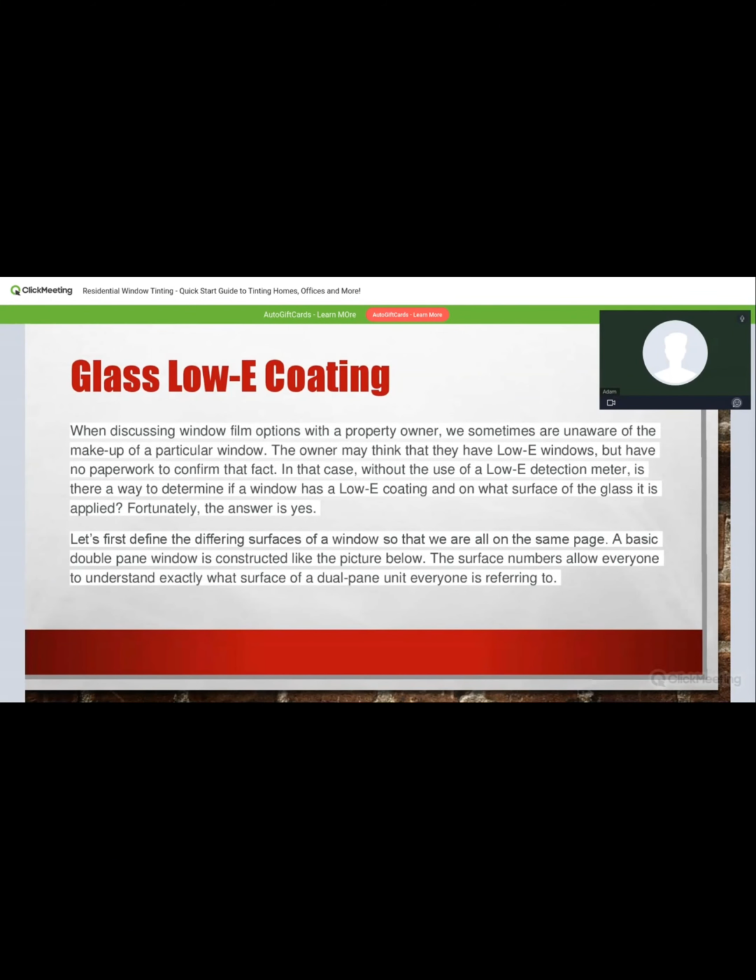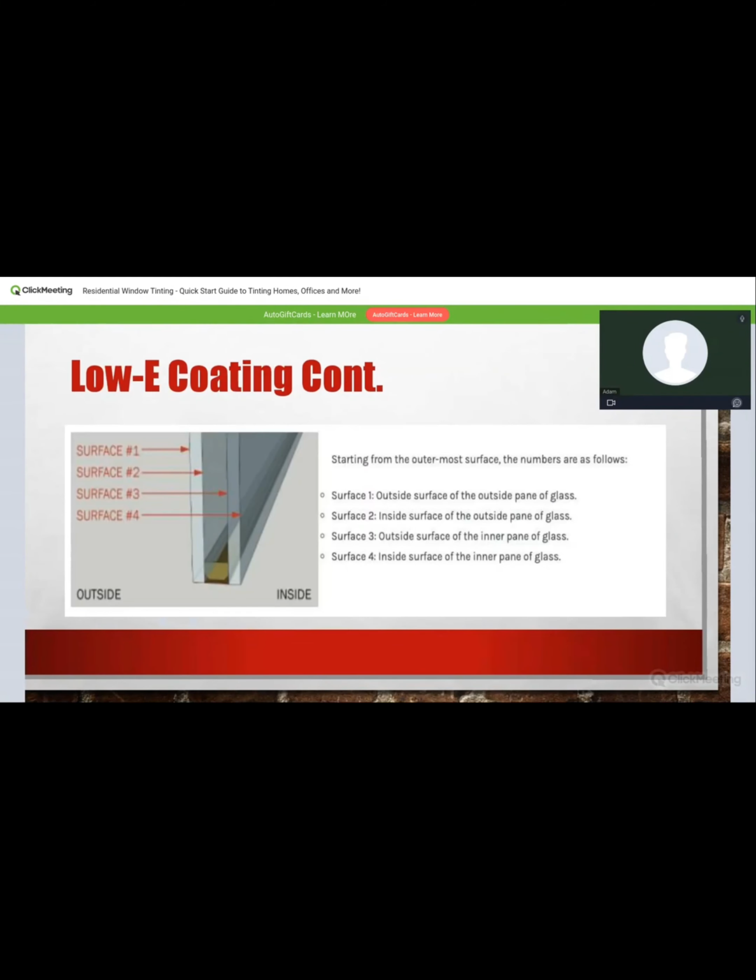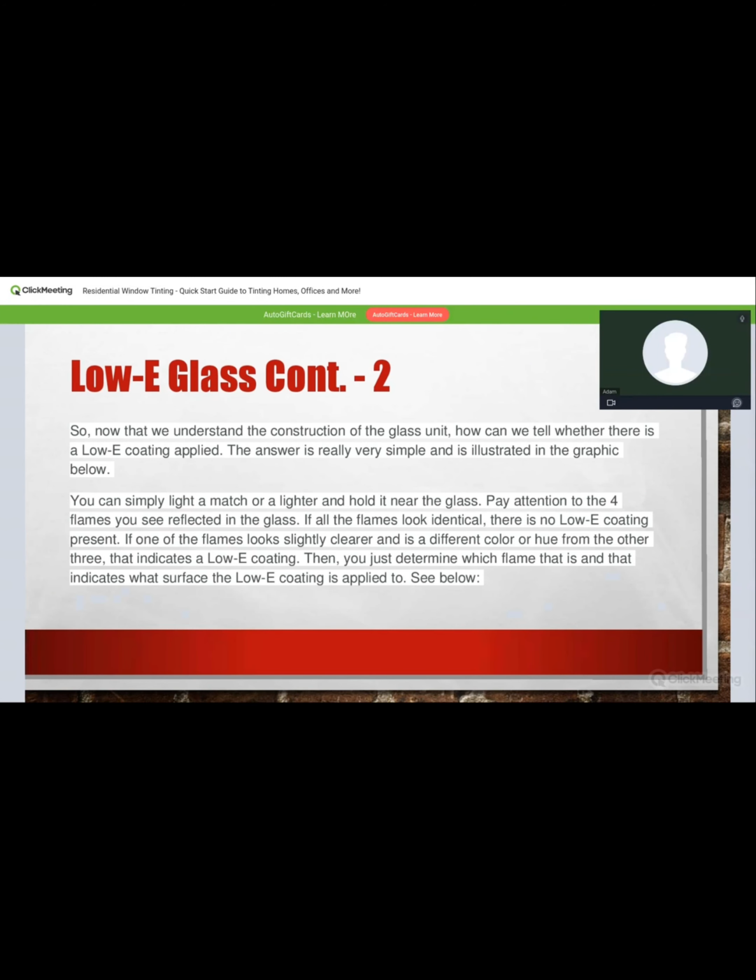In the case of the use of a low E detector meter, is there a way to determine how it actually is? A lot of guys will have a low E coating meter, which they can get on eBay, Amazon, all that kind of stuff. But we're going to show you a quick way to determine if it actually has low E coating on those windows. So here's a quick picture of the inside and the outside of a window. There are 4 surfaces, starting from the outermost surface, surface 1, 2, 3, and 4. Now this is a typical double pane window that we'll see with low E coating on it.